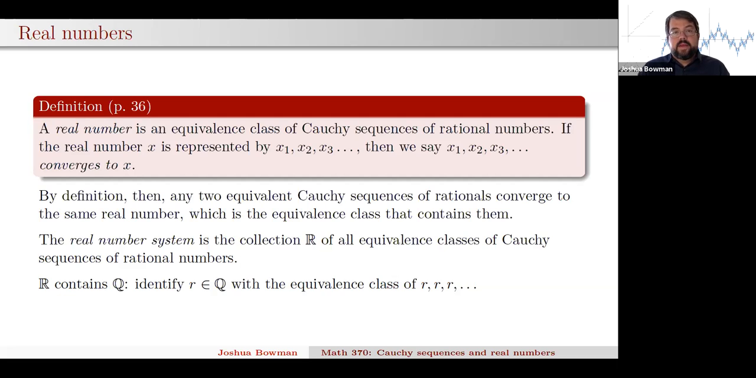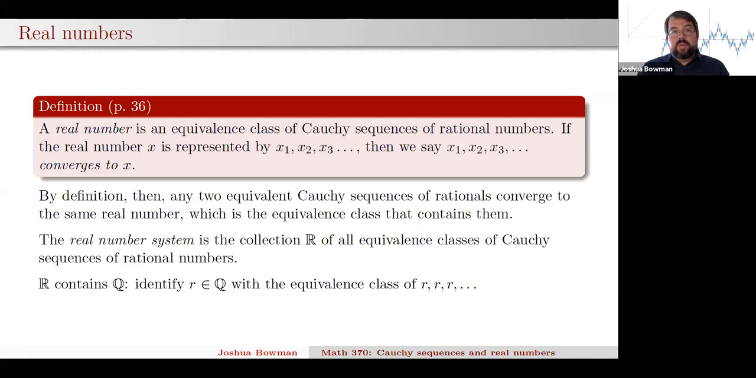And now we define the real number system, which is what we were aiming for, to be the collection, we write this as R, of all equivalence classes of Cauchy sequences of rational numbers. Now, we've seen before that the rational numbers contain the integers. We can take any integer and give it a denominator of 1 that produces a rational number. And in the same way, the real number system contains the rational numbers. We can take any rational number and just identify it with the equivalence class of the constant sequence, where we just repeat that rational number again and again.